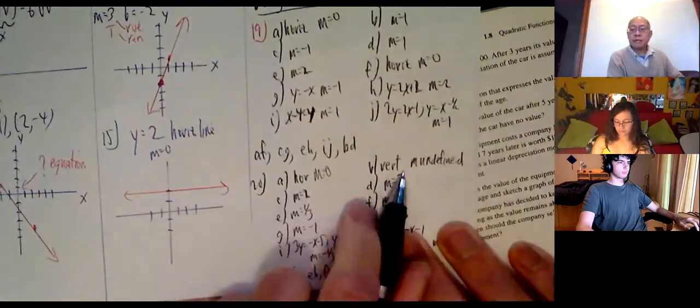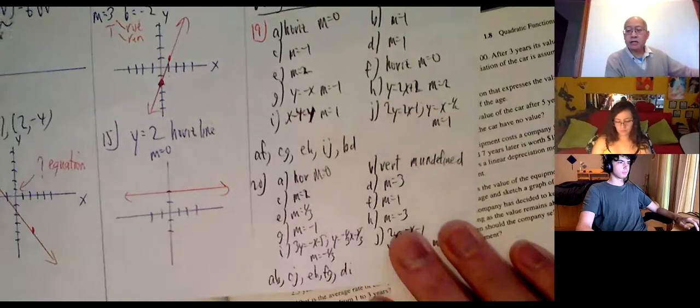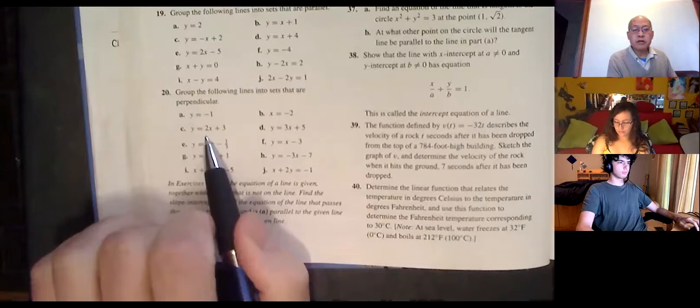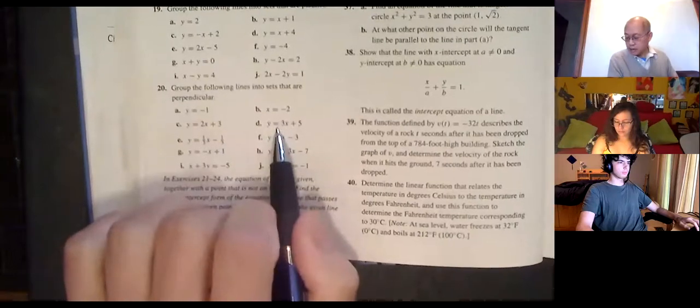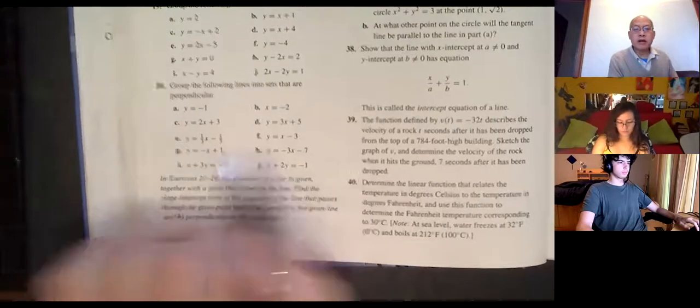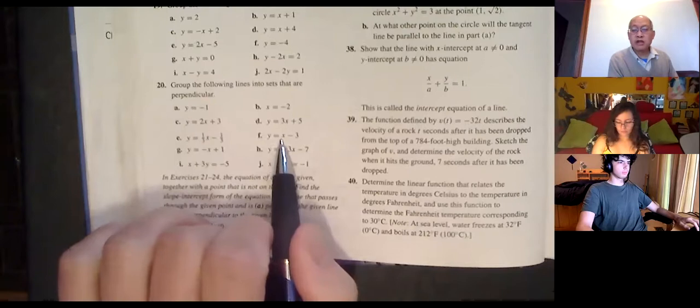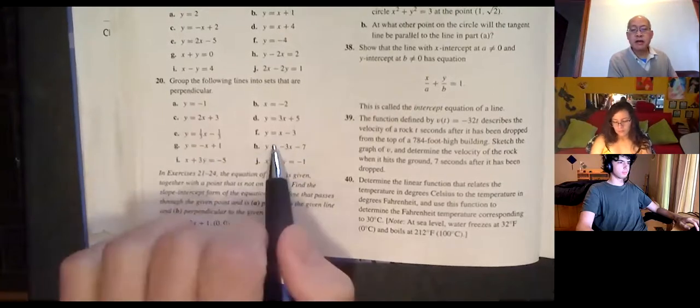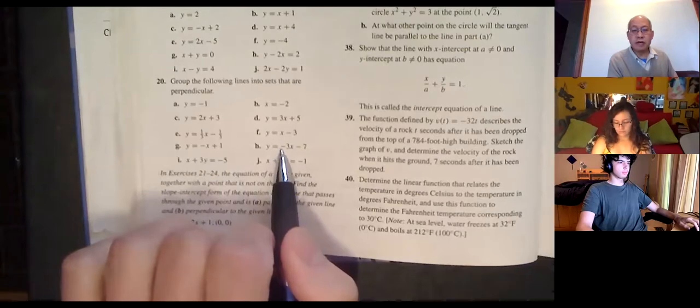Okay, so horizontal line, slope is 0. Vertical line, M, that says M undefined. Slope is undefined. Okay, let's see. C, slope is 2. D, slope is 3. E, slope is 1/3. F, slope is 1. How do we know? It's just a coefficient, the number in front of the X. G, slope is -1. H, slope is -3.